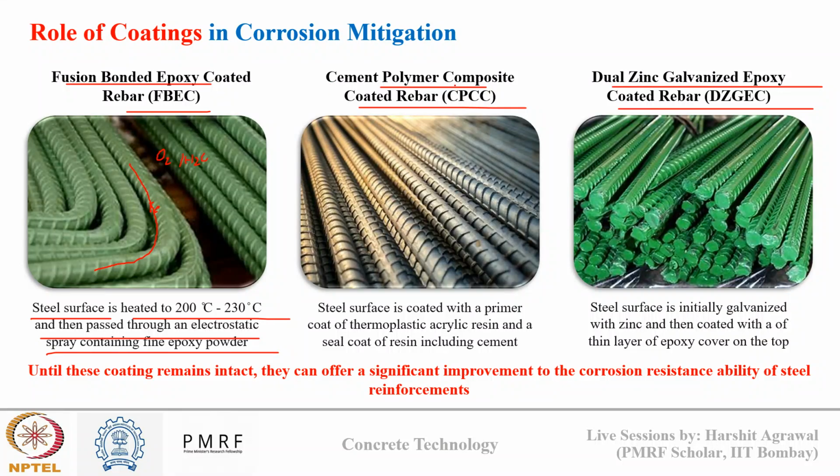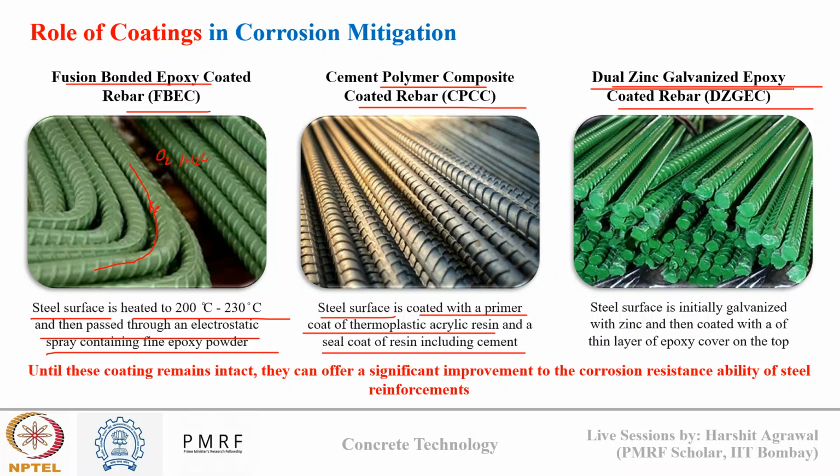Similarly, we have cement polymer composite coated rebar. How is this rebar made? We have normal steel, which is coated with a primer coat of a thermoplastic resin, and then over that resin coat we apply a cement slurry coat. So we get a cement polymer composite coated rebar, which again acts as a physical barrier between moisture and oxygen and the steel surface.